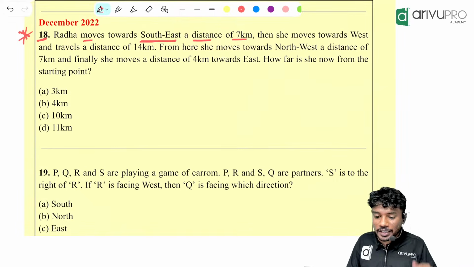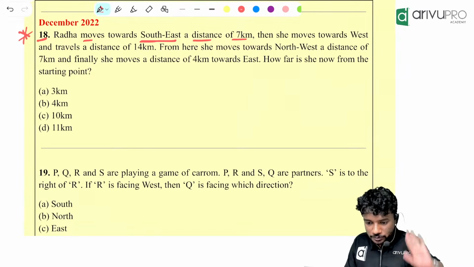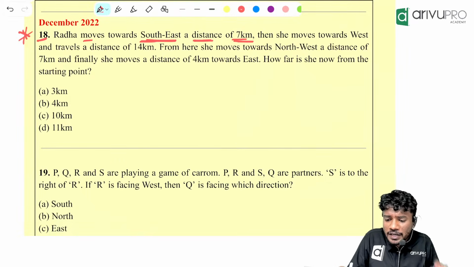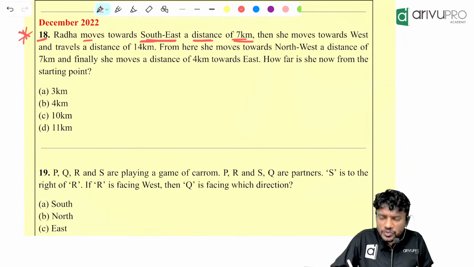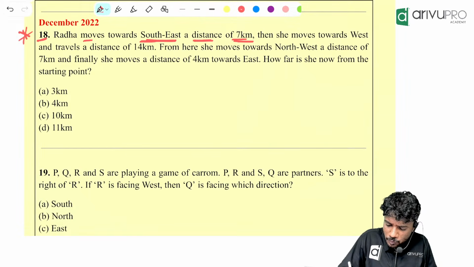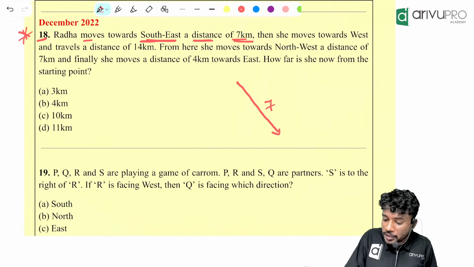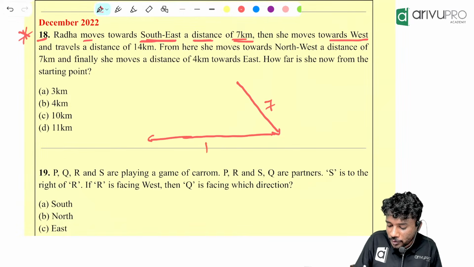18th question. It is from December 2022. Very high chance you will get a question. Now look here. Radha moves towards southeast at a distance of 7 kilometers. Southeast at a distance of 7 kilometers means which direction is that? Initially she is moving southeast, means this way. How many kilometers? 7 kilometers. Then what happened? She moves towards west. West means which direction? This direction. How many kilometers? 14 kilometers she moved.